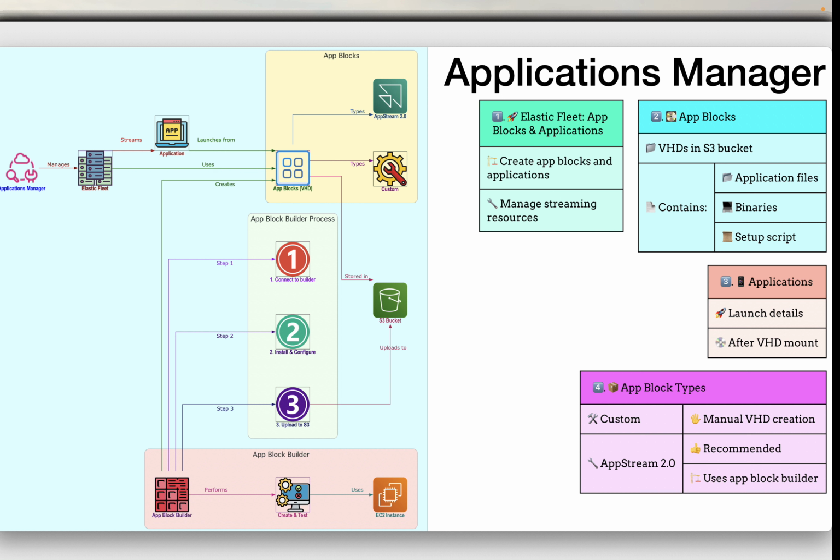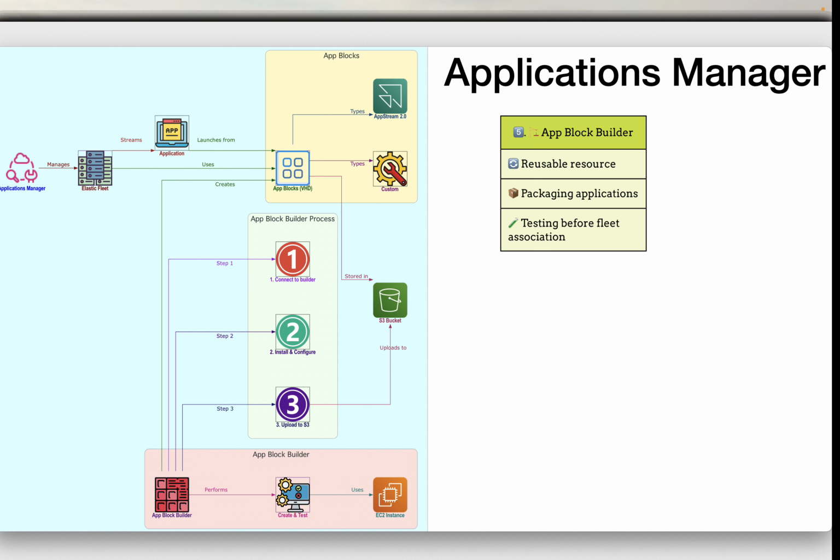Then app block types. There are 2 types. One is custom. You create your own application package VHD manually. Second is AppStream type, AppStream 2.0, which is a recommended option using App Block Builder for package creation. Then App Block Builder, which I have already covered, which is a reusable resource for packaging applications, app blocks. It allows testing of application packages before associating with an Elastic Fleet.